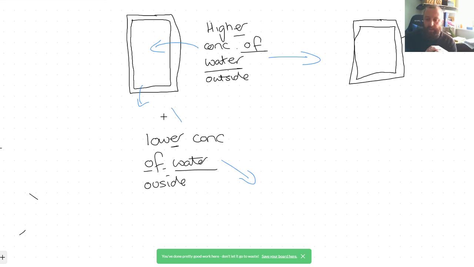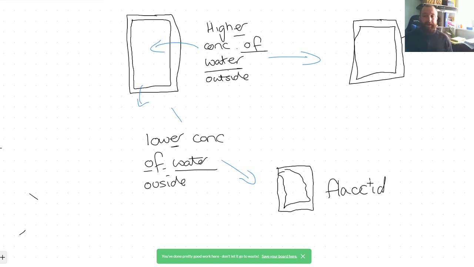If we look at this idea with a lower concentration of water outside, that means the water is going to move out. So our cells are going to shrivel up. We've got a cell wall around the outside still, and they become flaccid. And actually, when we look at our plant in this condition, the plant's going to look really wilted. It's going to look really shriveled. It looks like it needs a good drink of water at this point.